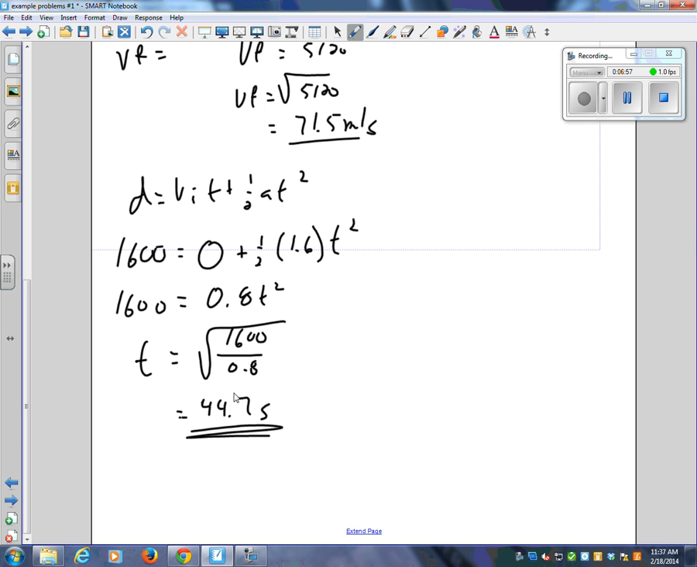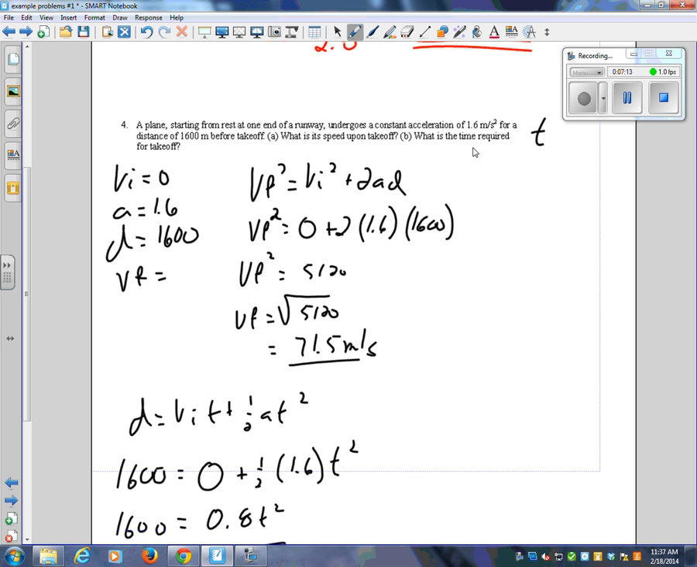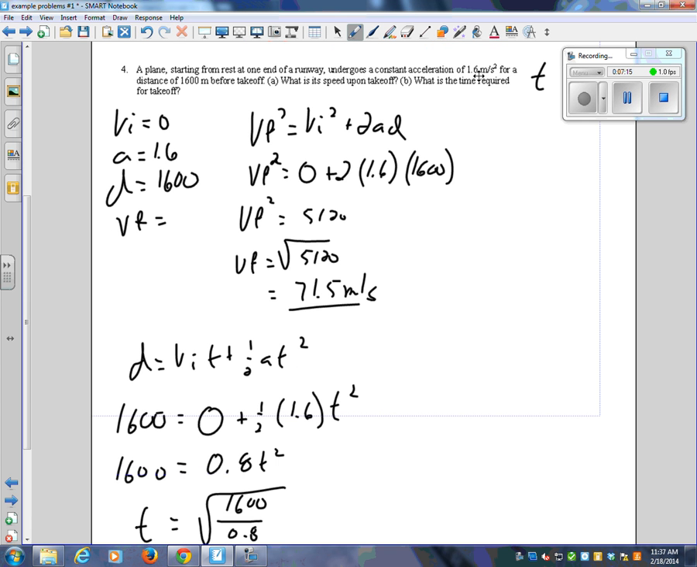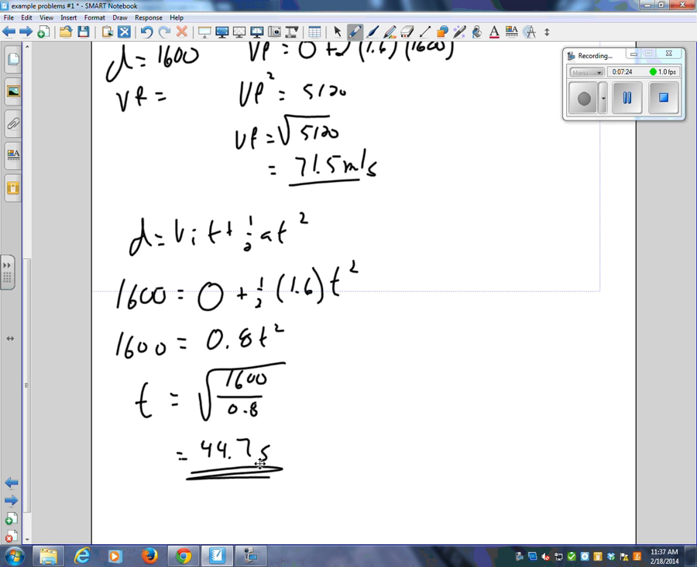1,600 meters, that's a mile. Would that seem right for a runway? I would say so. 1.6 acceleration, does that seem about right? Those are pretty big engines. I'm thinking that 1.6 is actually low. It probably is a lot higher acceleration, which is going to give you a much greater speed and a much lower time. So yes, that 1.6 is likely off.